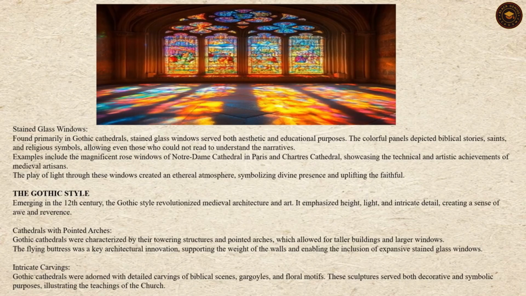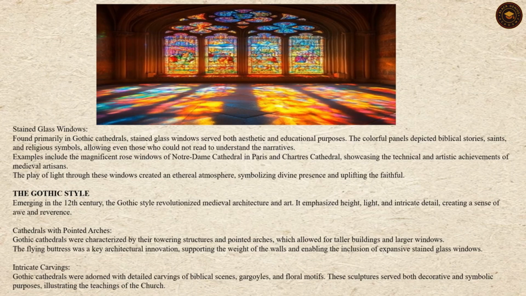Stained glass windows, found primarily in Gothic cathedrals, served both aesthetic and educational purposes. The colorful panels depicted biblical stories, saints, and religious symbols, allowing even those who could not read to understand the narratives. Examples include the magnificent rose windows of Notre Dame Cathedral in Paris and Chartres Cathedral, showcasing the technical and artistic achievements of medieval artisans. The play of light through these windows created an ethereal atmosphere, symbolizing divine presence and uplifting the faithful.